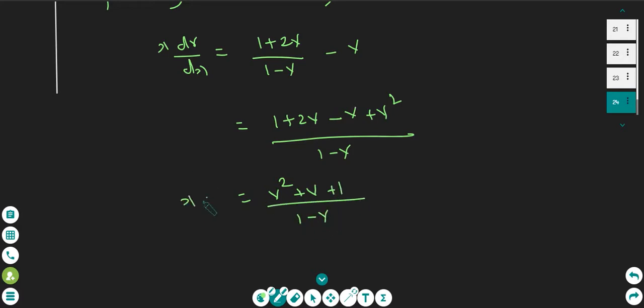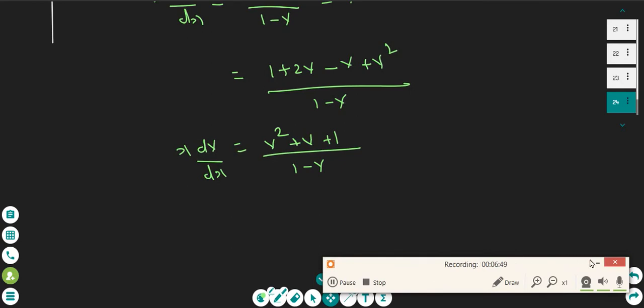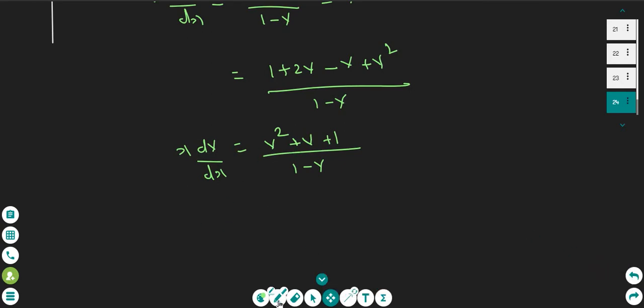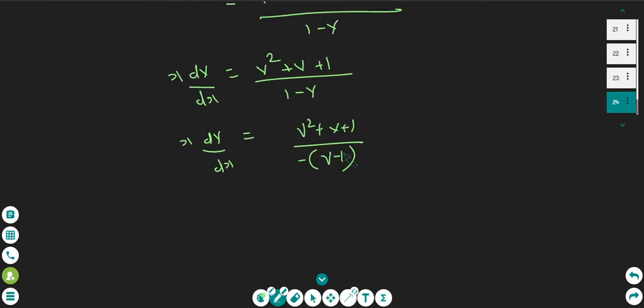So this side we have x dv by dx. So we proceed from here. What we do is we write down this 1 minus v squared plus v plus 1 as negative of v minus 1, and this will remain as it is, x dv by dx. Now we separate the v's to the left hand side, and x to the right hand side.